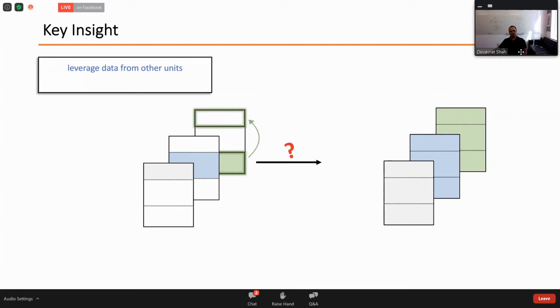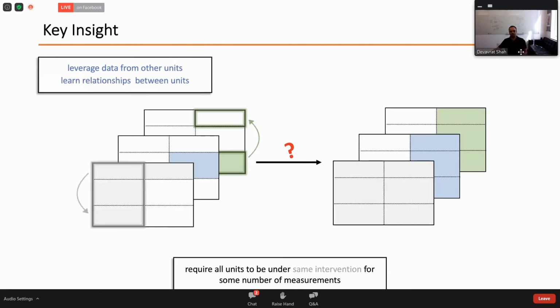That is, in a nutshell, we want to leverage data from other units. And the question is, how do we learn this relationship? Well, one way to learn this relationship is to look at the data that we have before intervention, where all the countries were in the same intervention, and then restrict our attention to only the countries that have gone through severe mobility restriction and try to learn a relationship from that.